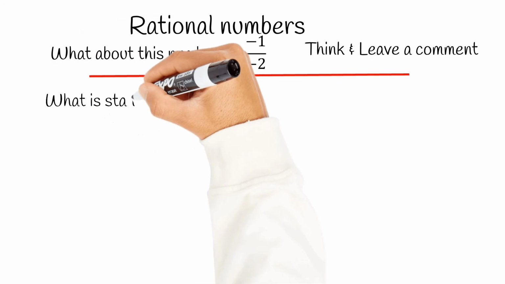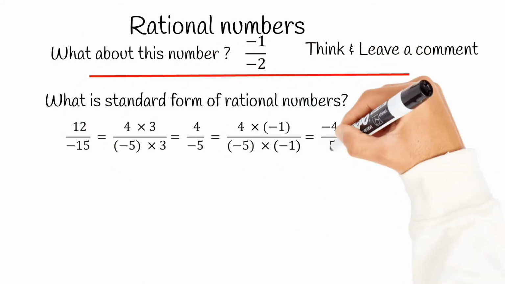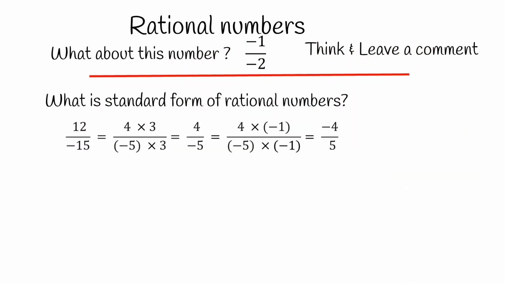What is the standard form of rational numbers? For example, by standard form, we mean when all common factors have been taken out and the denominator converted to a positive integer.